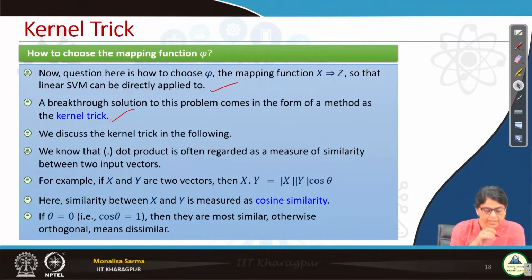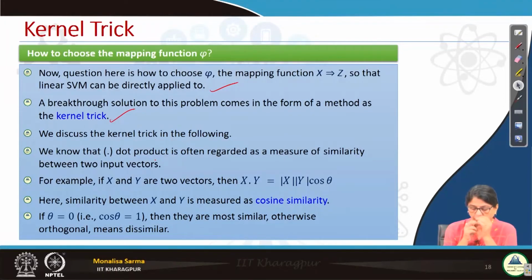Now, what is the kernel trick? We know that a dot product, which I said I would discuss later, is often used to measure the similarity between two input vectors. When we do the dot product, what we actually want is the similarity between the two vectors. We also call it cosine similarity, the angle between the two vectors. If the angle between the two vectors is 0, then we can say both vectors are almost similar. However, if the angle between the vectors is 90 degrees, then both vectors are orthogonal.